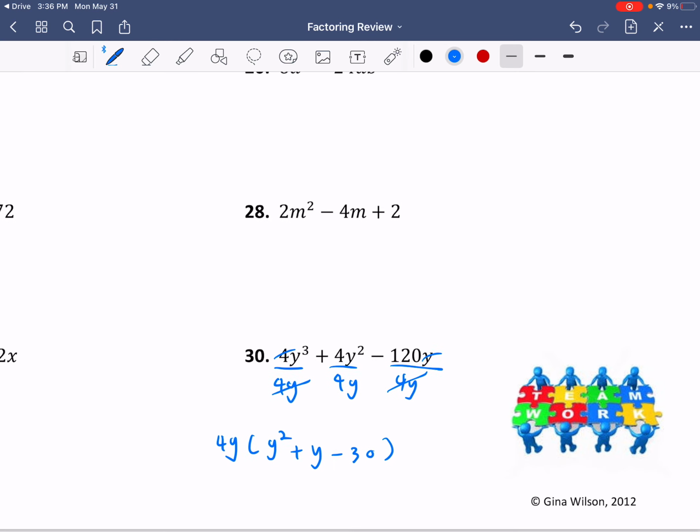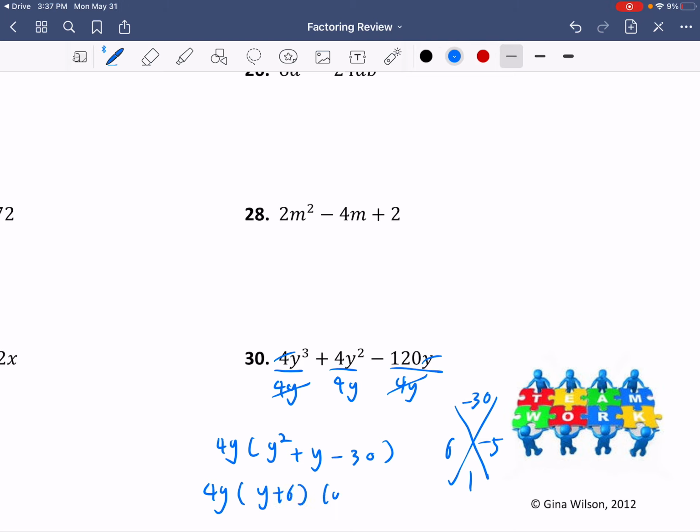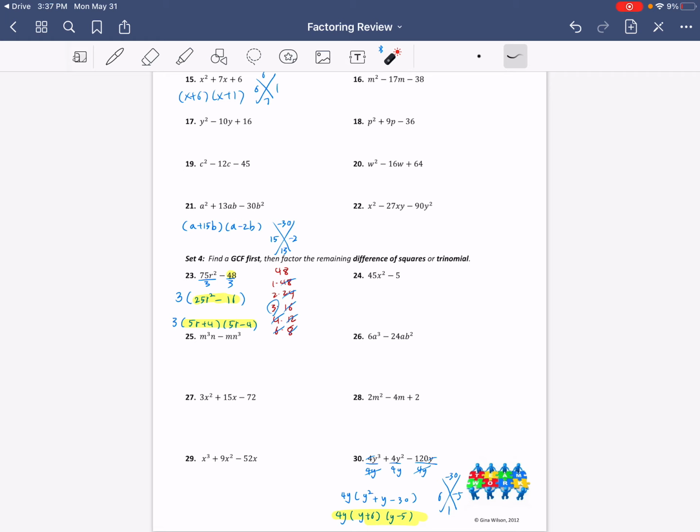Okay, and as you can see, you can factor this one further, and this one is a 1. What can give you this? 6 and 5 with a negative, so it's what? 4y, 6, what am I doing? y plus 6, y minus 5. That's how you factor it. That's maybe the hardest part of the lesson, like this set 4.